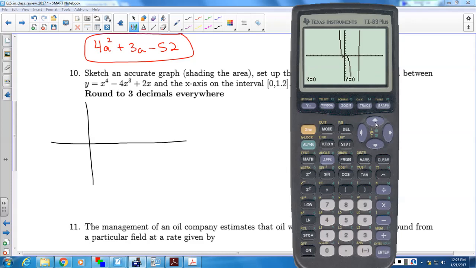So my cursor is on the origin. I'm going to take the corner, put the cursor in the corner of the box I want to look at, and hit enter. And then I'm going to go to the right and down and draw the box that I want to look at and hit enter. Okay, so my graph is doing something like this, and it has a really low part and it comes back up.